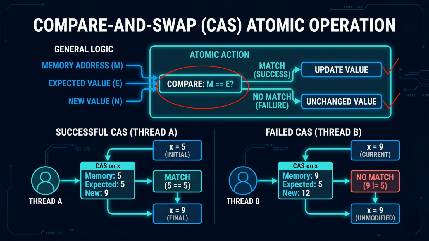Suppose a shared variable x equals 5. A thread performs compare and swap with expected value 5 and new value 9. Since x is currently 5, the comparison succeeds and x becomes 9. Now imagine another thread tries compare and swap with expected value 5 and new value 12. This time it fails because x is no longer 5. Since the comparison fails, the value remains 9.